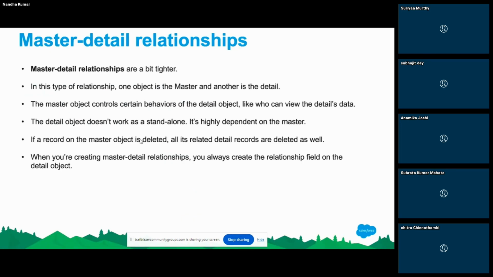And then this is the master detail relationship. Master detail relationships are a bit tighter, which means each and every child record should have a parent record. In this type of relationship, one object is the master and another one is the detail, which means master means parent object and detail means child object. This involves some record visibility, which will be covered in the security session. The detail object does not work as a standalone, and it is highly dependent on the master. It means if there is no master record, then there is no use of the child record.